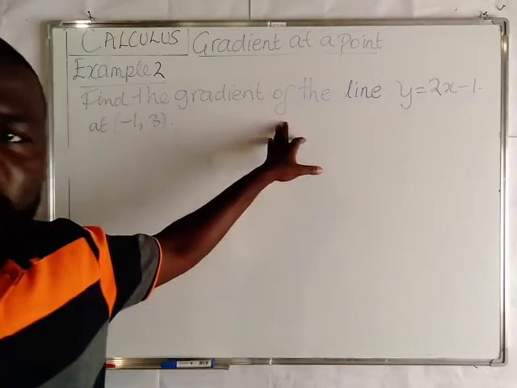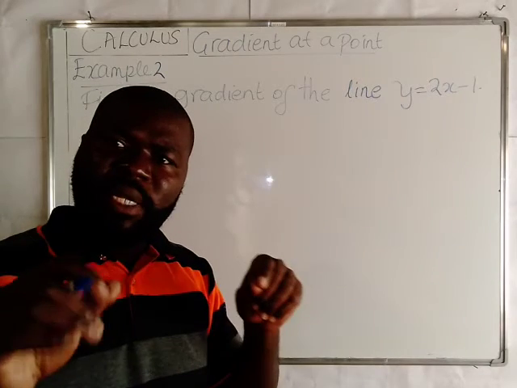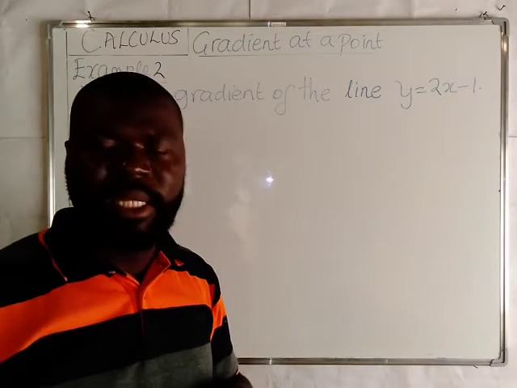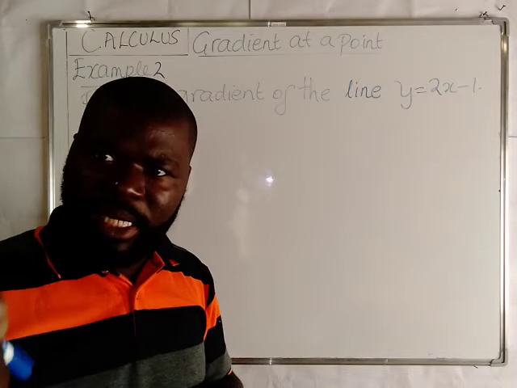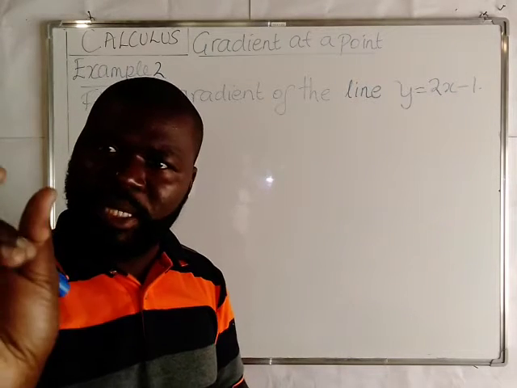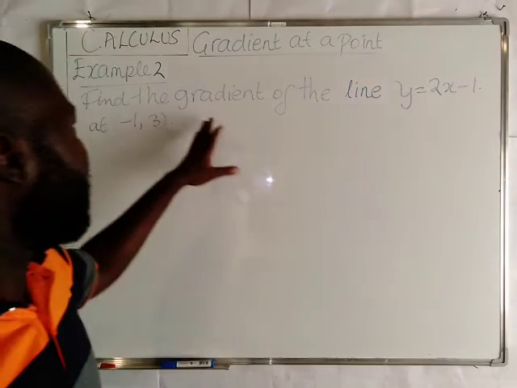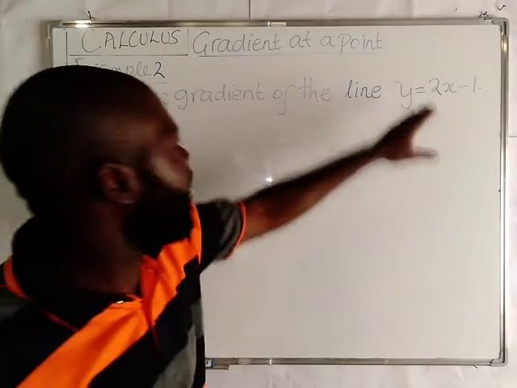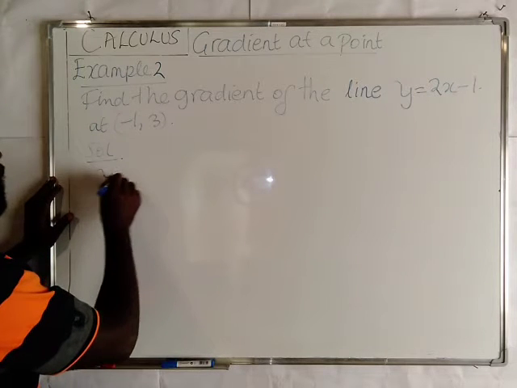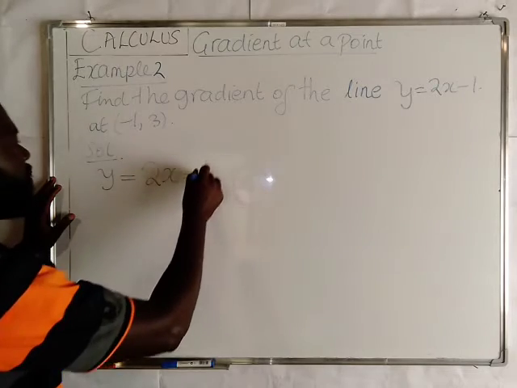But when you are looking at the gradient of a line, like in our case, when we differentiate, we actually get the actual gradient. We don't get the gradient formula, but we get the actual gradient, which is in the form of a number. So we are given the line y is equal to 2x minus 1.